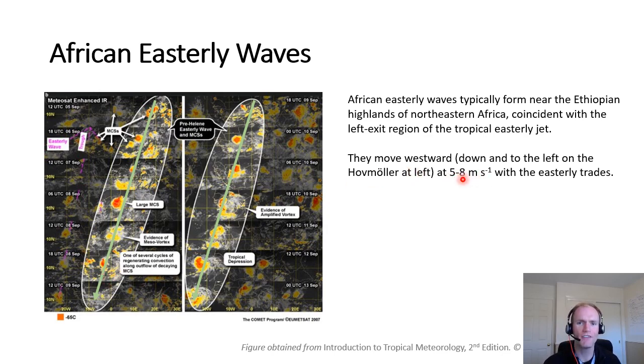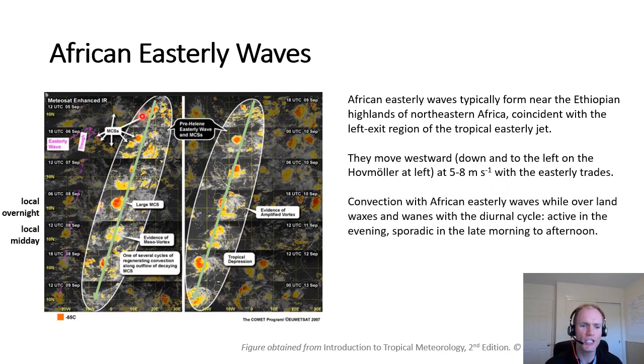And so a combination of down and to the left gives us westward motion over the course of time progressing. They move about 5 to 8 meters per second, roughly 5 to 8 degrees longitude per day with the easterly trades. So here at the beginning, we're around 20 degrees east, and 8 days, 7.5 days later, we're at about 20 to 25 degrees west. So we've moved roughly 45 degrees longitude over the course of about 8 days of time, which is roughly 5 to 6 meters per second for this particular feature.